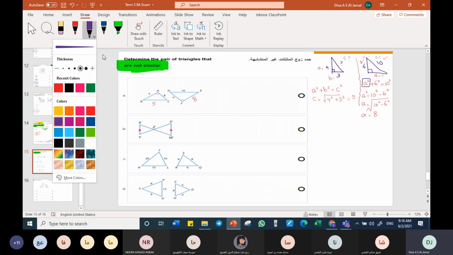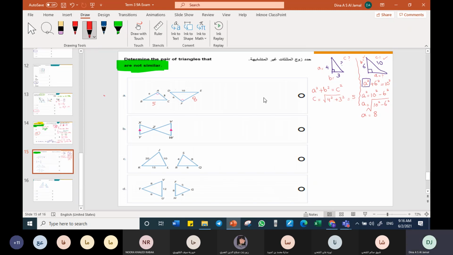Now I'm having all my sides and I can check whether they are proportional to each other or not. So let's have a look now. Let's have a look and see. I would like to check the proportionality.